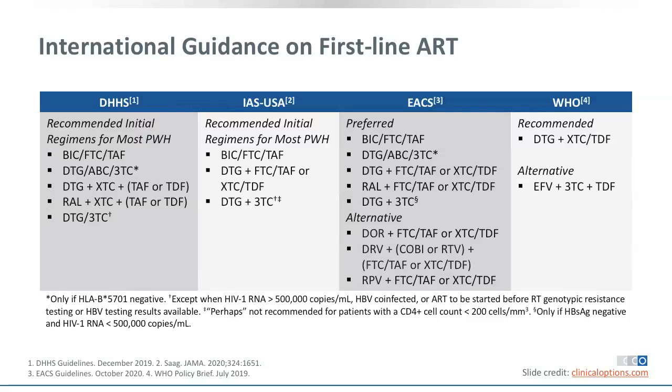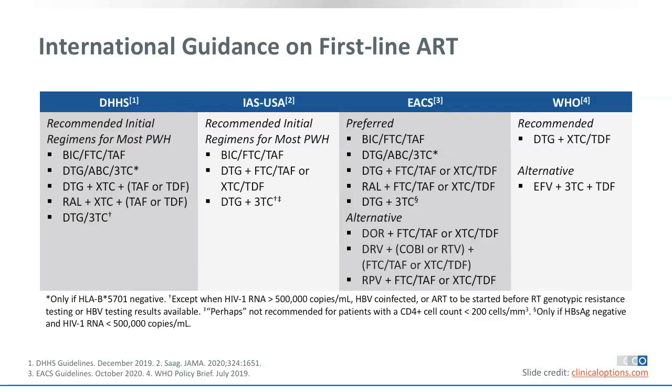For the first time, you know that the International Antiviral Society USA is not recommending dolutegravir plus abacavir plus 3TC as a first-line recommended regimen due to the exclusion of abacavir. It's the first time; the first one were the British, the BHIVA guidelines. Now, the first international guideline that removes dolutegravir plus abacavir plus 3TC is this one, the IAS-USA.